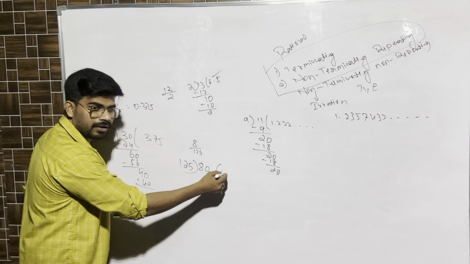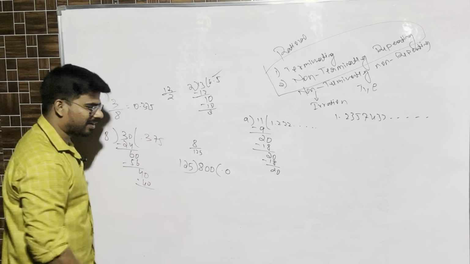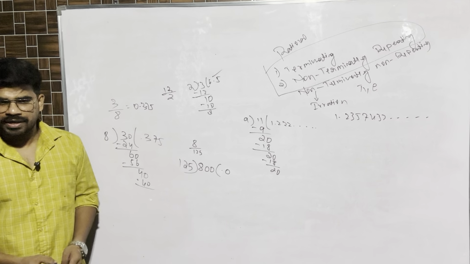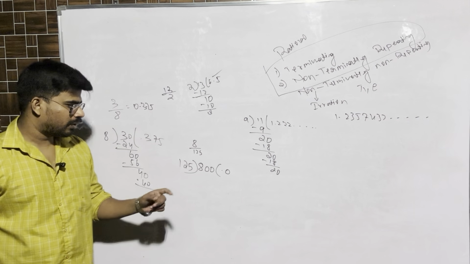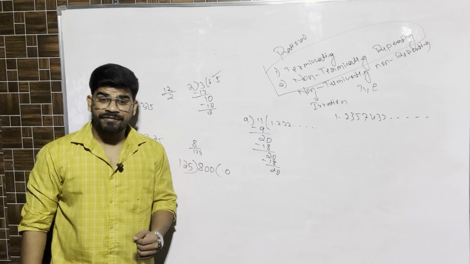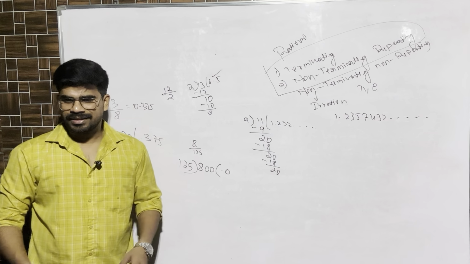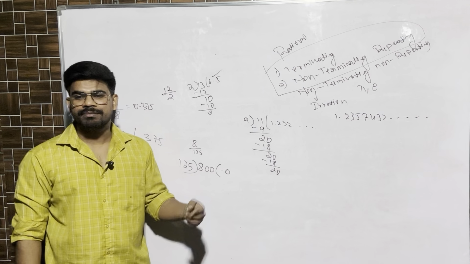Then one more point. We have to take 0 and take a 0 here. 800. We have to check 800 in 125. 125 1s are 125. 125 2s are 250. 125 4s are 500. 8s, you take 500. From 8s it will become 1000.